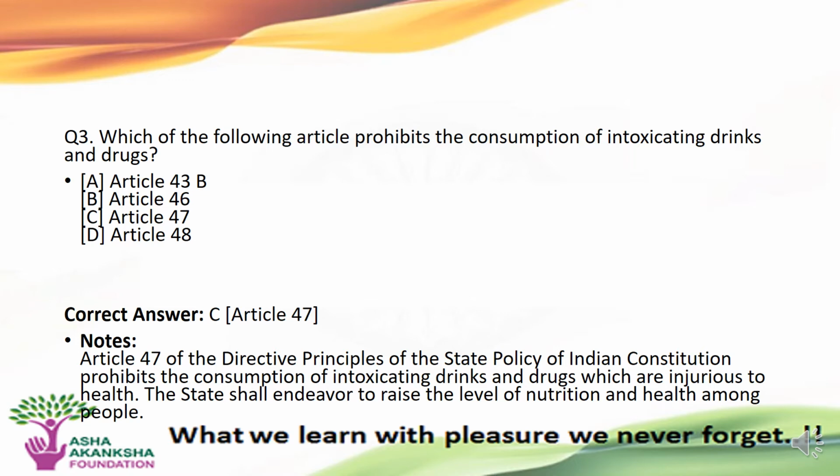The Article 47 of the DPSP states that the state policy of the Indian Constitution prohibits the consumption of the intoxicating drinks and drugs which are injurious to health. The state shall endeavour to raise the level of the nutrition and the health among the people.